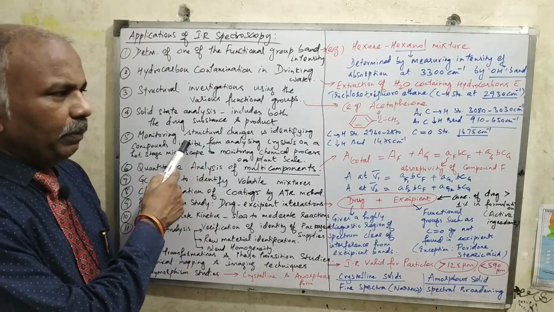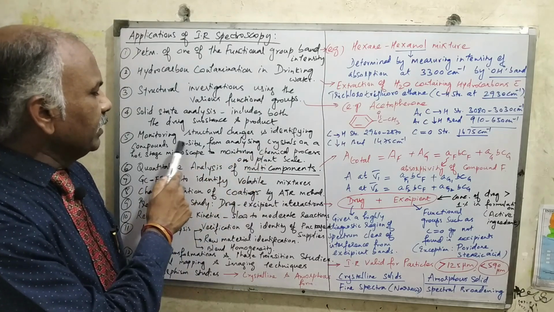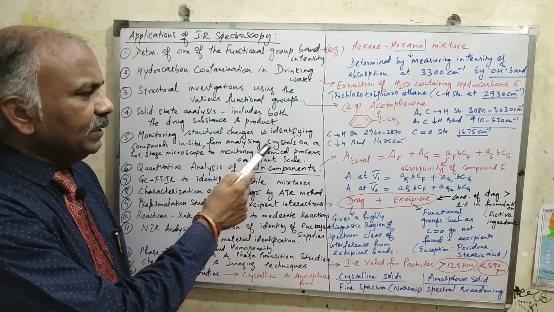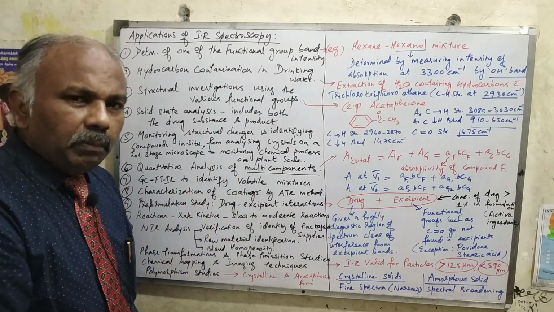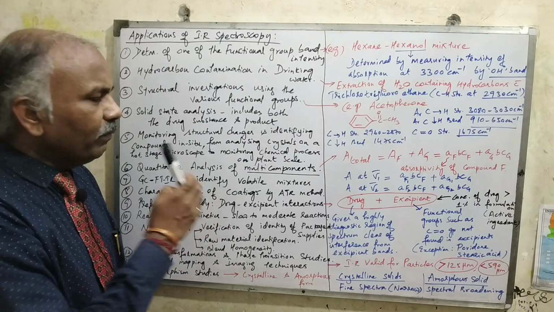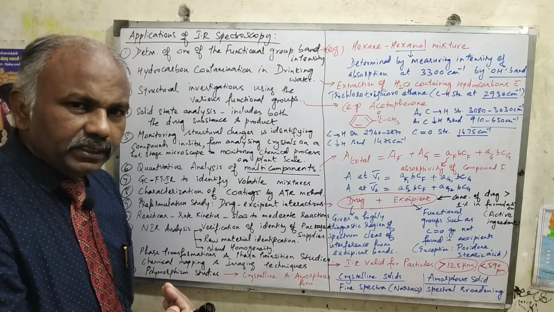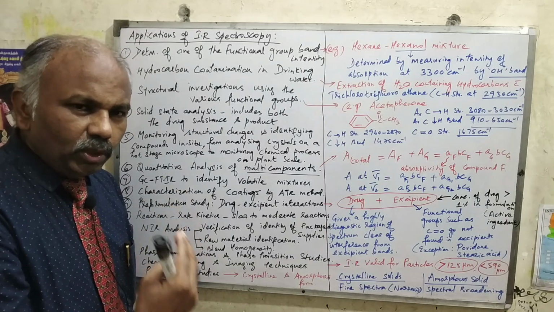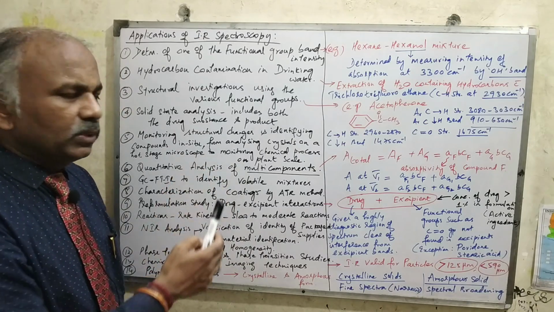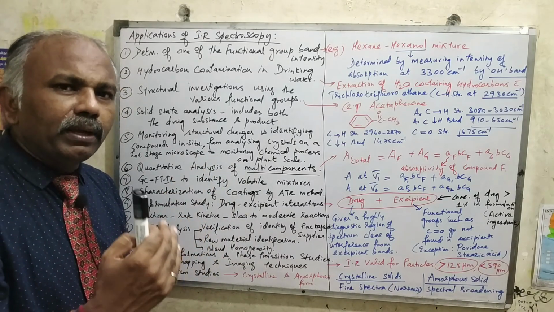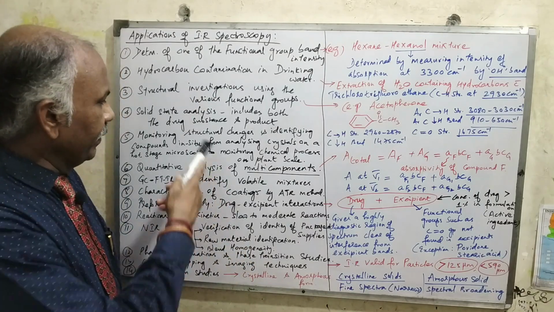And the fifth important application is monitoring the structural changes and identifying the compounds in situ, from analyzing the crystals on a hot stage microscope to monitoring the chemical process on plant scale. So whenever we are carrying out any reactions in the reaction vessel, if we want to monitor the structural changes, again we can use IR spectroscopy. Particularly we are using the FTIR hot stage microscope. Through the microscope we can identify the functional groups and their changes easily.